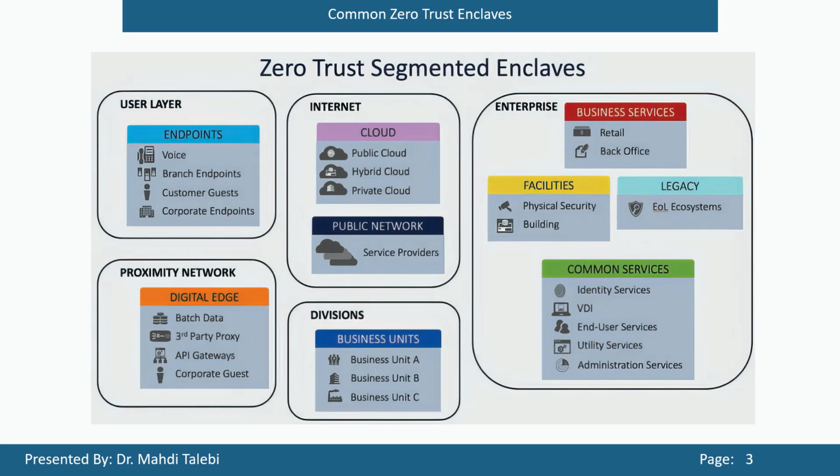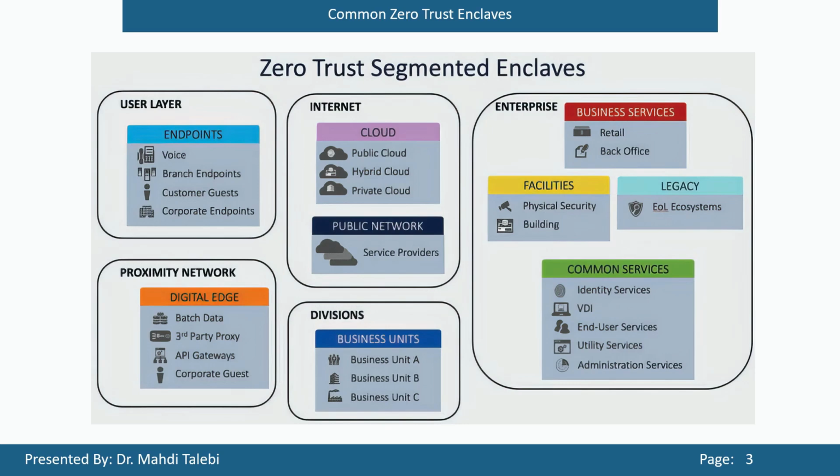5. Common services enclaves. Encompass services that are used across the organization, such as identity services, virtual desktop infrastructures, VDI, end-user services, utility and administration services. These are foundational services that support the everyday operations and security posture of the organization.